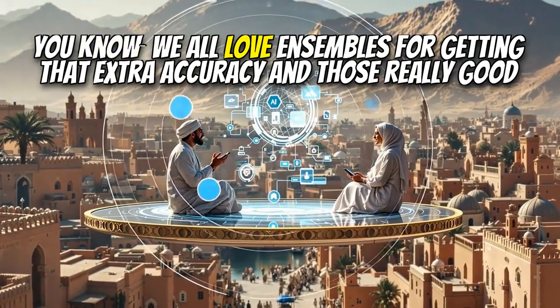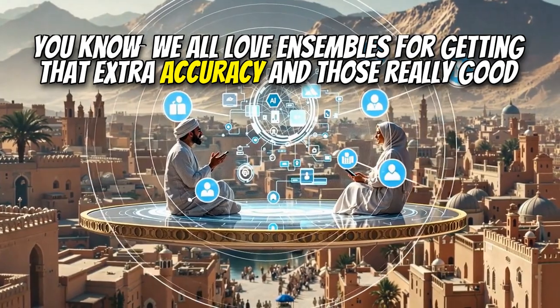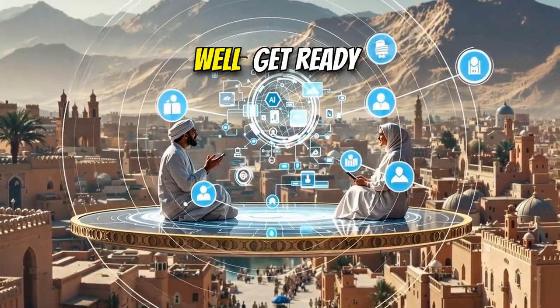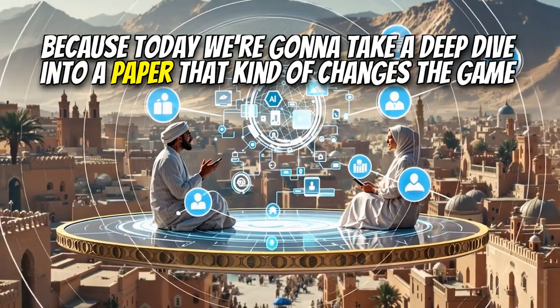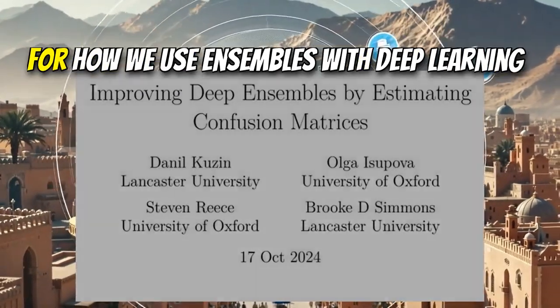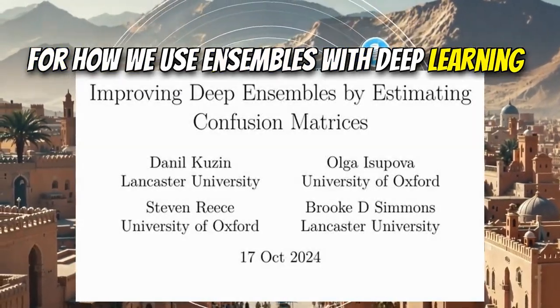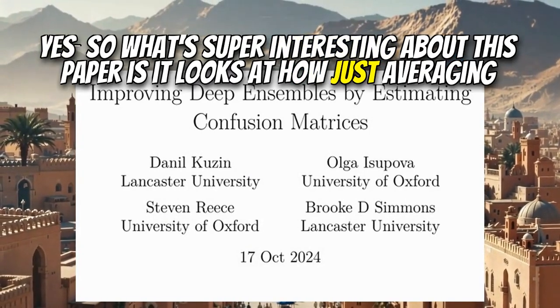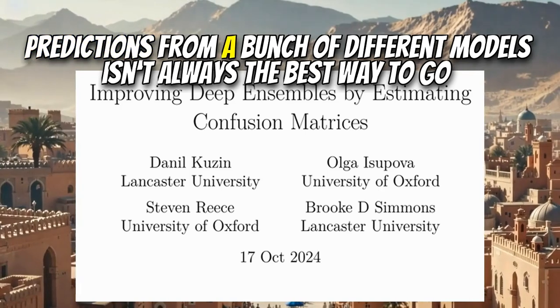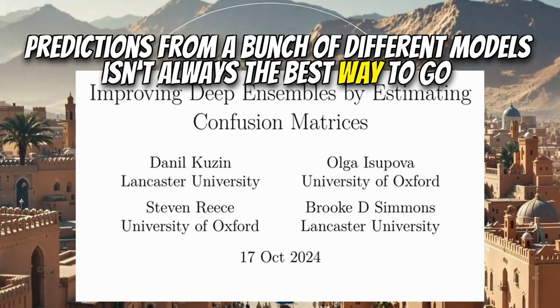You know, we all love ensembles for getting that extra accuracy and those really good predictions. Well, get ready, because today we're going to take a deep dive into a paper that kind of changes the game for how we use ensembles with deep learning. Yeah, so what's super interesting about this paper is it looks at how just averaging predictions from a bunch of different models isn't always the best way to go.